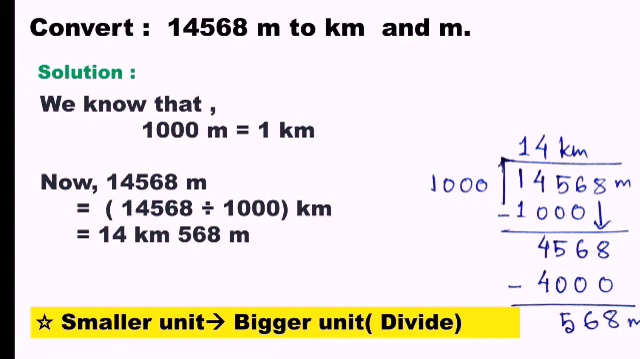1 times 1000 is 1000, then subtract, then I got 456, and then I have brought down the next number 8. After that 4 ones are 4, meaning 4 into 1000 is 4000, and after subtraction 568 will be left, which is the remainder. The remainder part is meter and the quotient part is kilometer. So the answer is 14 kilometer 568 meter, and in the yellow box I have written the process.